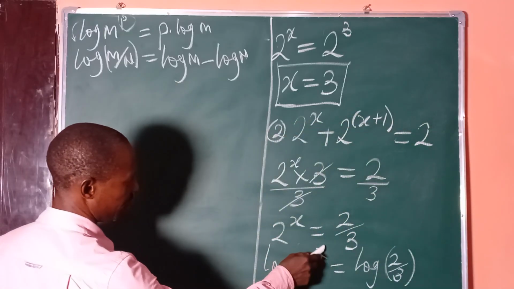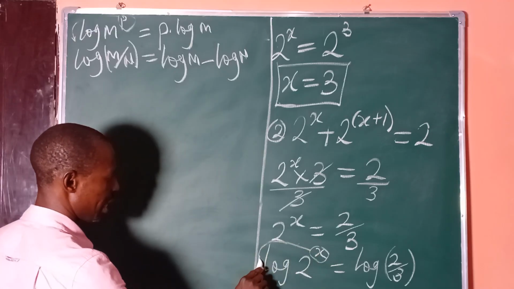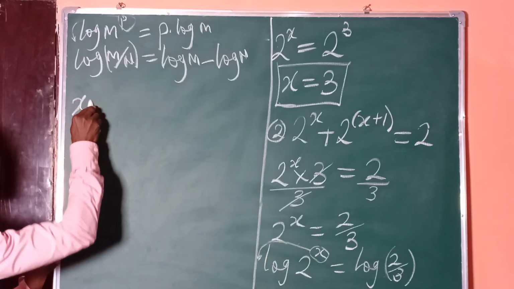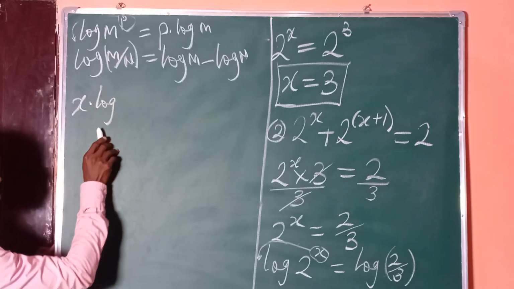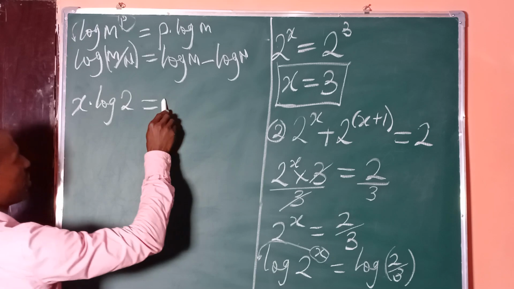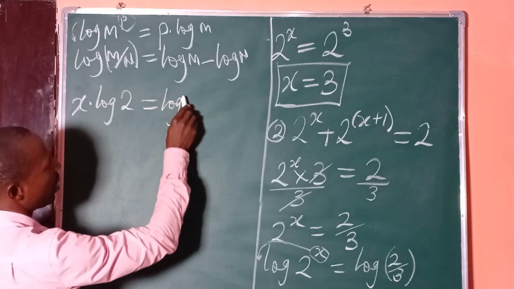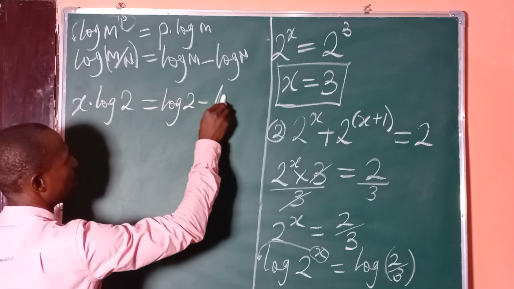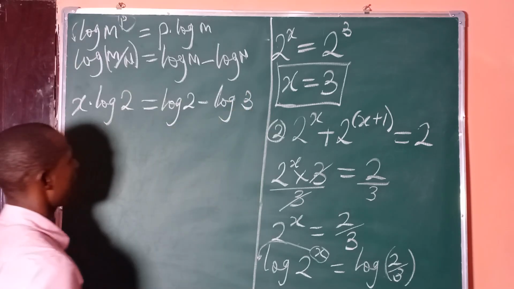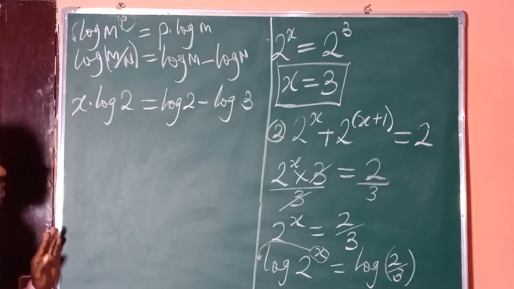We are going to move this x to this side, and we apply the division law here. So this is going to give us x times the log of 2 equal to, this side is going to give us the log of 2 minus the log of 3. Easy.